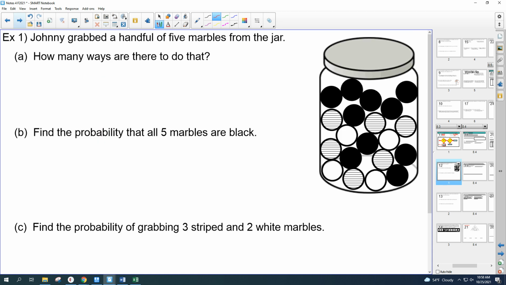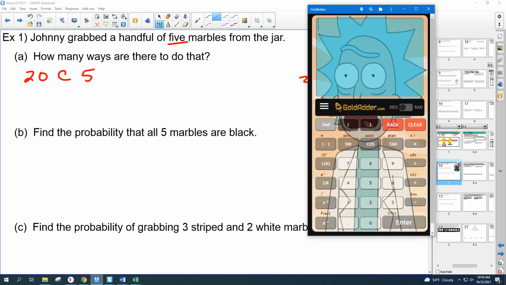Number one, Johnny grabbed a handful of 5 marbles from the jar. See that picture of the jar? How many ways are there to do that? The first question I would ask is, am I taking a group out of a group? I am. I'm taking 5 out of however many marbles there are. It turns out that there are 20 marbles in this jar. I'm taking 5 of those. How many ways are there to do that? Well, it's going to be 5 out of 20. Does order matter? Does it matter which one I pick out first? Does not matter, so that's a combination. 20 choose 5 is 15,504.